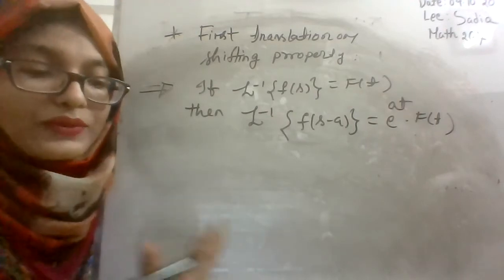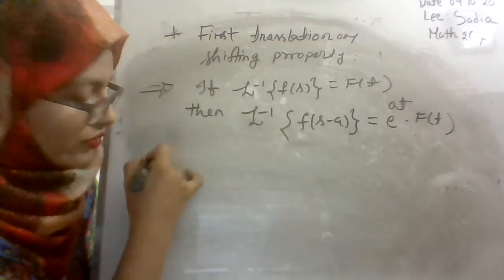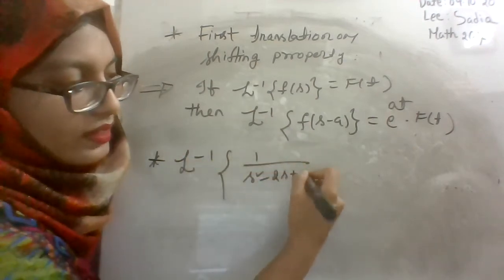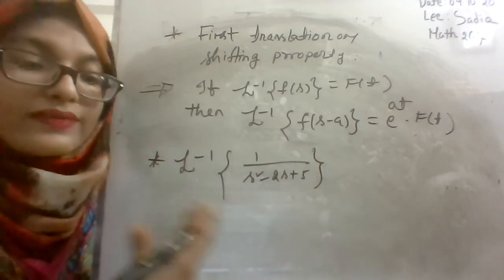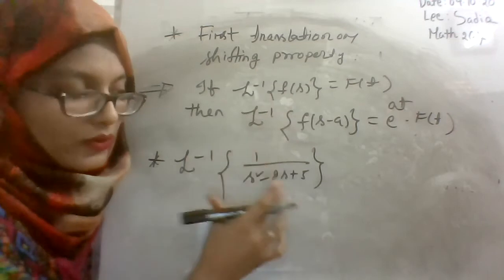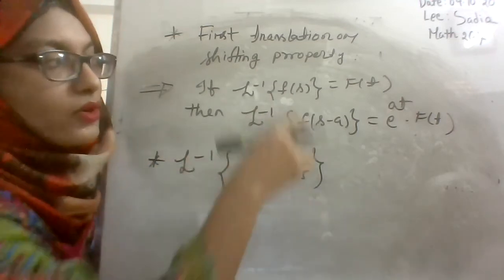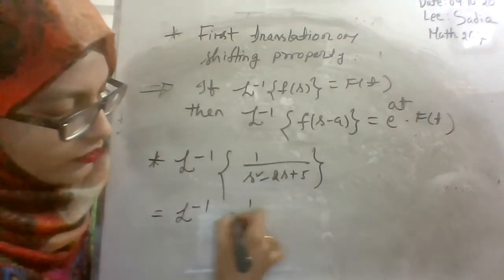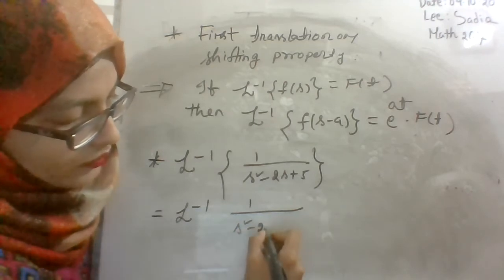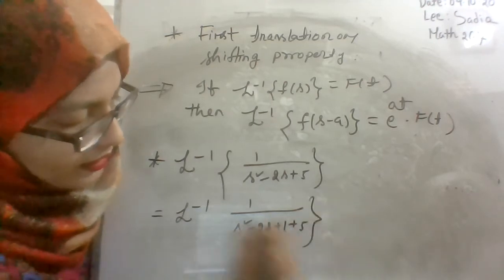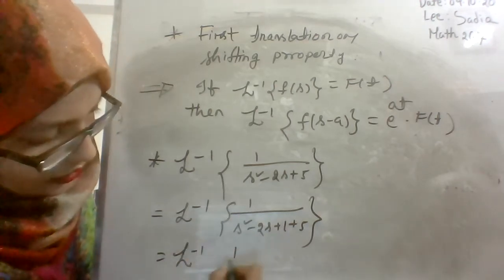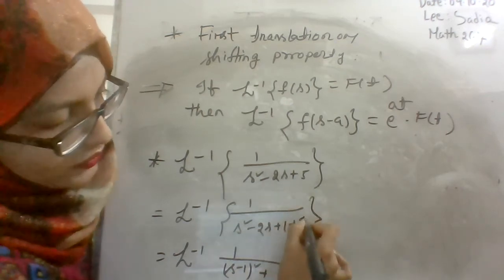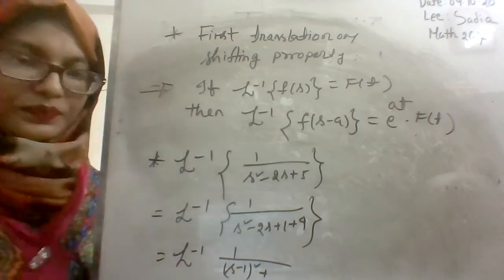So at first we have to find, from our given portion, suppose that it is 1 by s square minus 2s plus 5. From here you have to find the values of small f of s. So this can be written as inverse Laplace transformation of 1 by s square minus 2s plus 1 plus 5. It can be written as inverse Laplace transformation of 1 by s minus 1 whole square plus, sorry, it is 4, right? Since it is 5, we can write 5 equal to 1 plus 4.